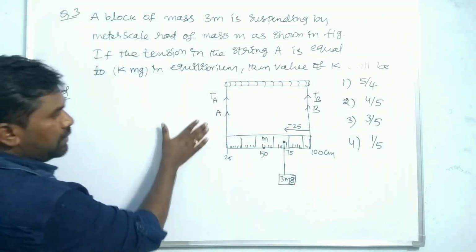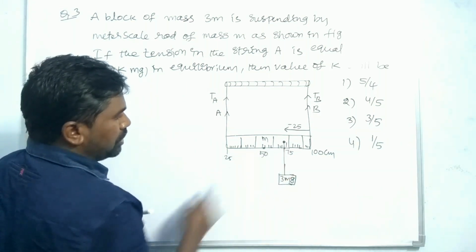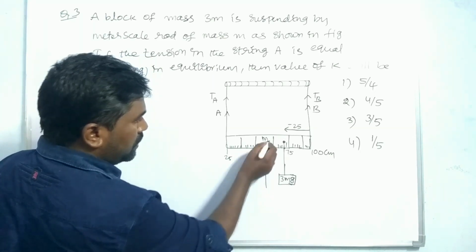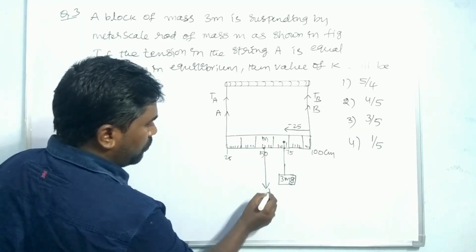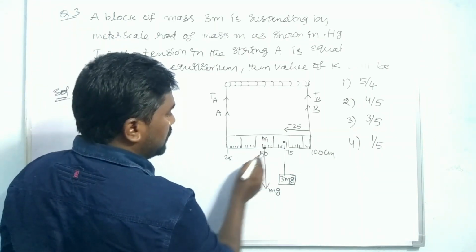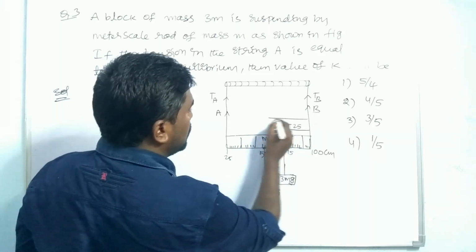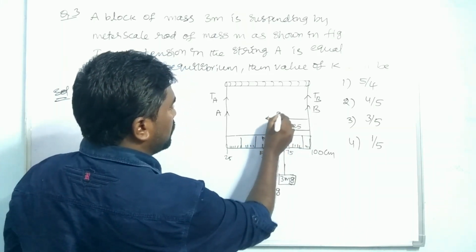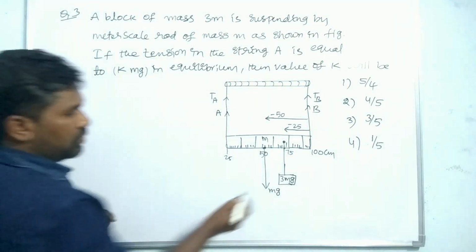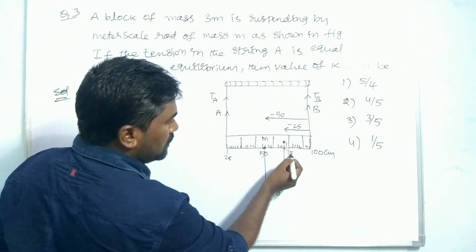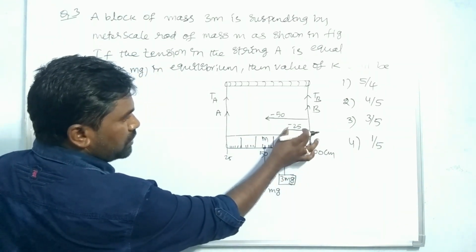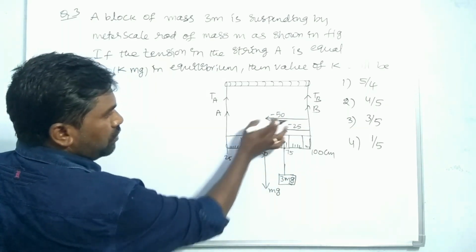This is the equilibrium position. The mass of the scale should be acting downwards, that is mg, and how much distance is there? 50 centimeter. So the 3mg should be acting at this 25 cm. From 100 to 75, how much difference is it? 25. From 100 to 50, how much difference is it? 50.